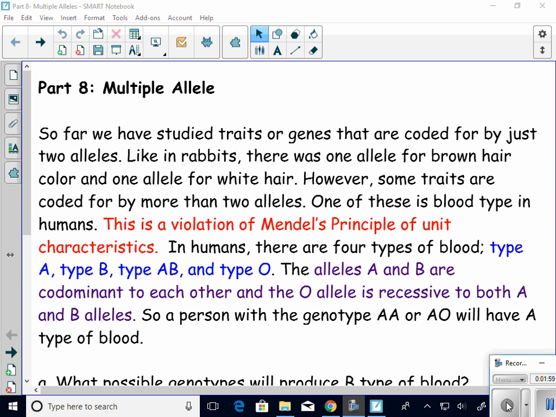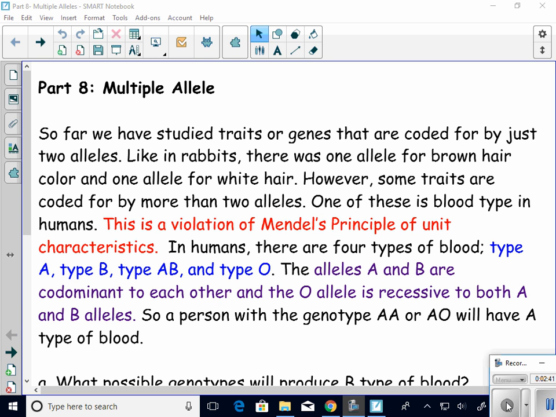If we look at these and read through, this should be your interactive notebook, page 31 at the top. So far, we have studied traits or genes that are coded by just 2 alleles, like in rabbits, there was 1 allele for brown hair, 1 allele for white hair. However, some traits are coded by more than 2 alleles. One of these is blood types in humans. This is a violation of Mendel's principle of unit characteristics.